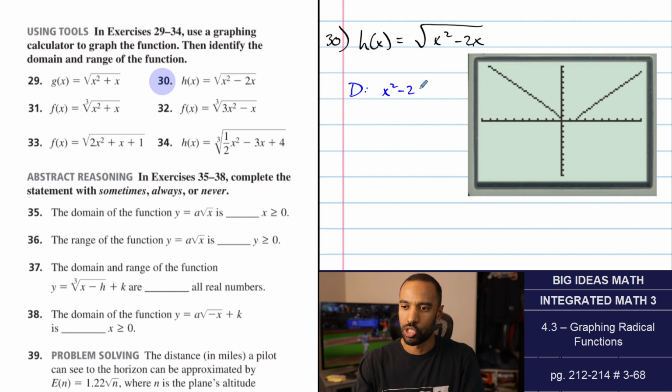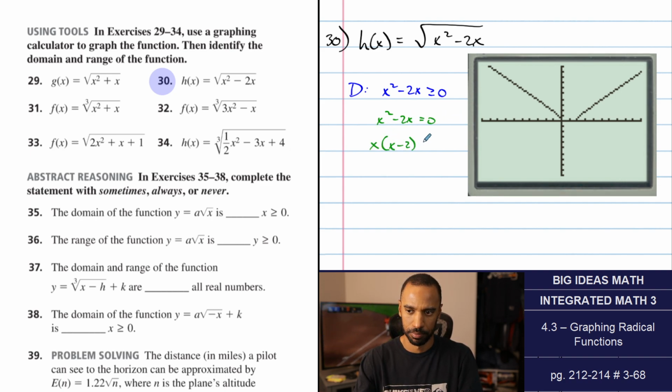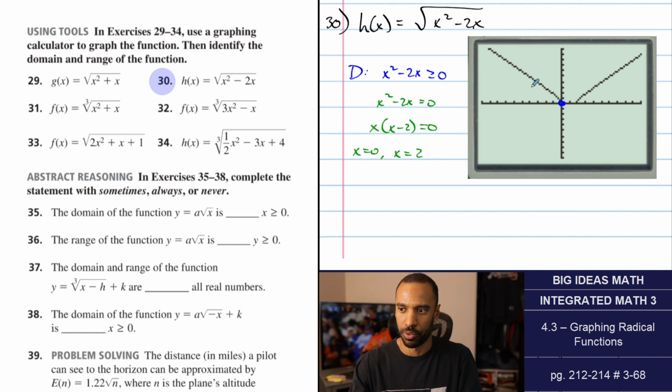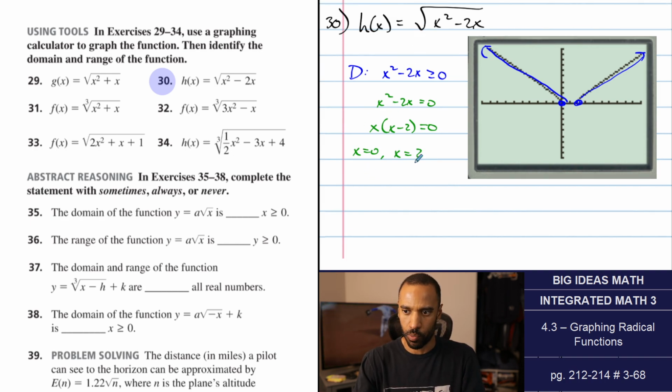Domain: x squared minus 2x has to be greater than or equal to 0. Again, set it equal to 0 first to find out what your actual critical points are. Factor x out. And it looks like x equals 0 and x equals 2 are your critical points. Now it looks like x actually hits 0 here, and then it goes to the left. And then x is 2, and then it goes to the right. So when x is 0, y is 0. When x is 2, y is 0. So your range is still bottoming out at 0.